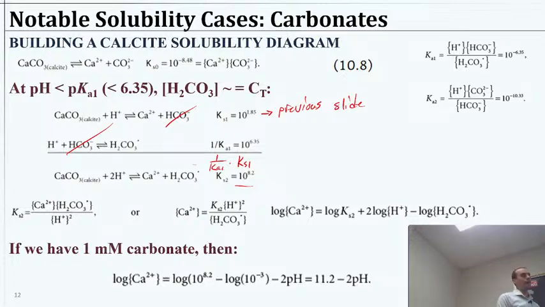Go through the same process, derive an equation for how the log Ca changes as a function of what's in there. And again, assuming that we've got 1 millimolar, that's going to be the total carbonate here.